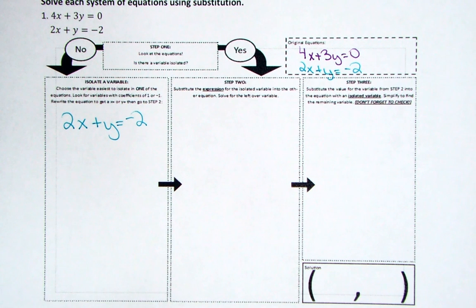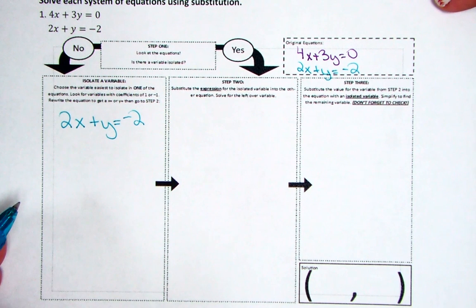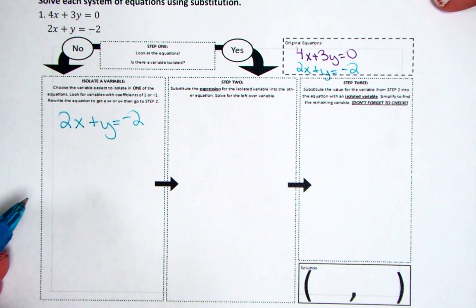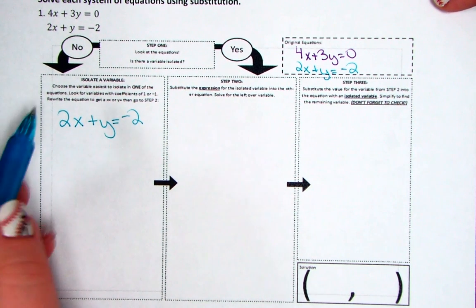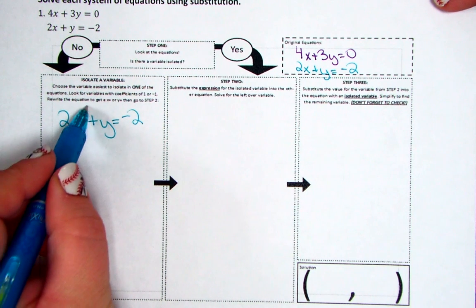Now, does it mean that it's wrong if you chose the purple equation or that you tried to solve to get x by itself instead of y by itself? No. It just means that you may have a more complicated equation to deal with, one that maybe includes fractions, and you certainly have more steps when it comes to solving the system. So my goal right now is to get y by itself.